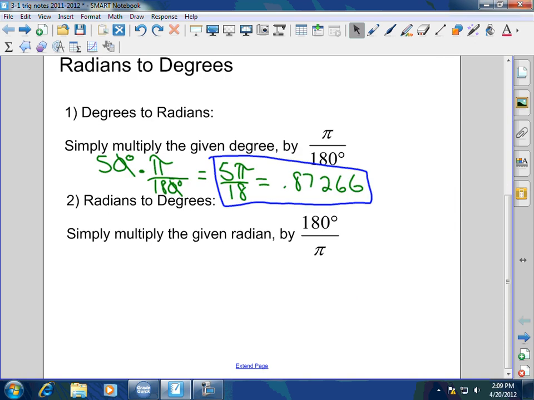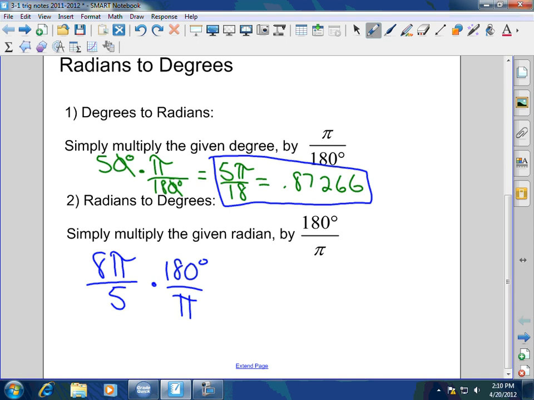So that's how we go from degrees to radians. How do we go from radians to degrees? Well, same thing. Let's say that I give you a radian in the following format: 8 pi over 5. I want to turn this into a degree. Well, I'm going to multiply by 180 over pi.